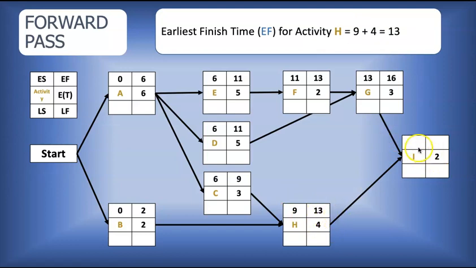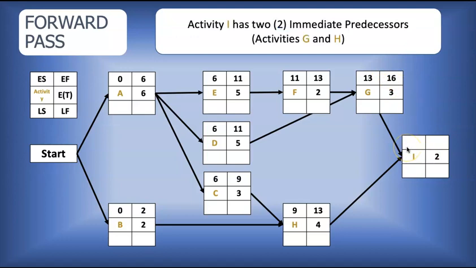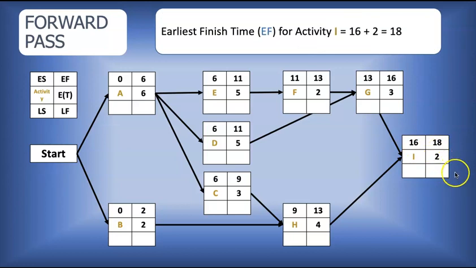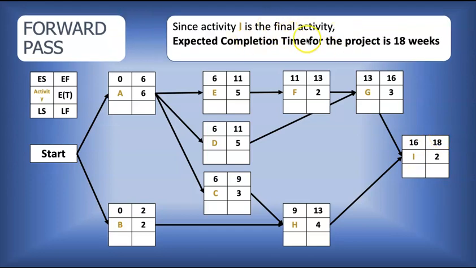Then we are now on to the last activity, activity I. For I, we are seeing two arrows again, from activity G and H. We know that it can't start until the later one is finished. So week 16 is when the baton will be passed to activity I, the larger time. The expected completion time is 16 plus 2, 18. So our forward pass has been completed because we have completed the earliest start time and earliest finish time for each activity. And we're saying that this project is expected to be completed at week 18. Since I is the final activity, the expected completion time for the project is 18 weeks. And we know that at the end of our forward pass.